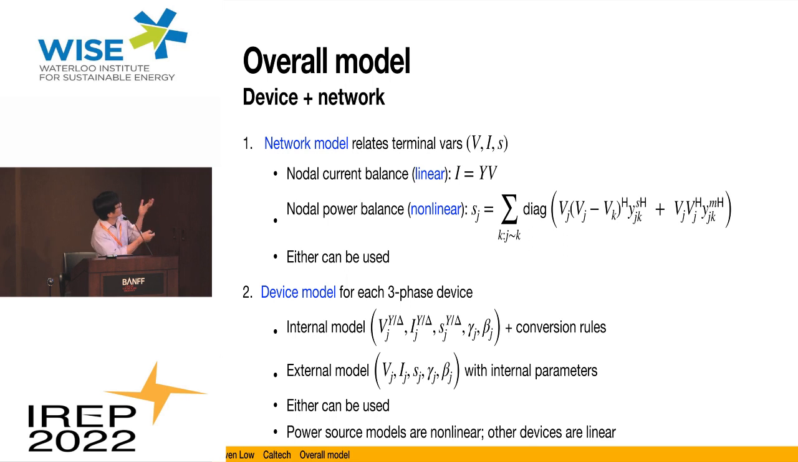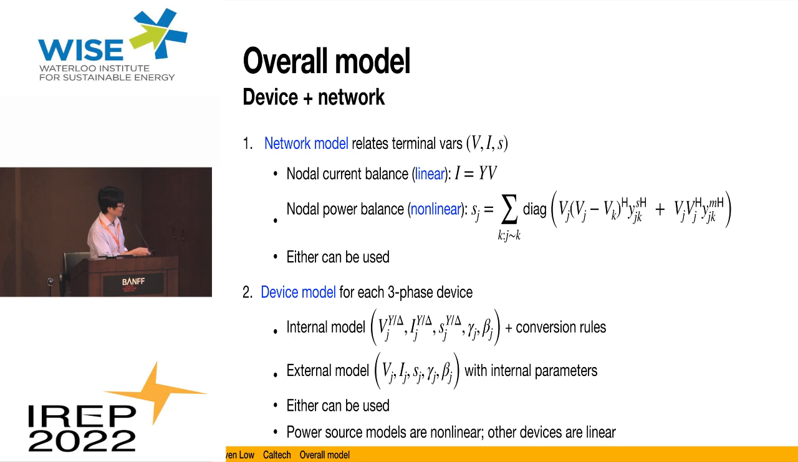So again, what do we do? Well, you have the device model. You can either use an external model, which involves only terminal variables, or the internal variables plus the conversion rule. That would be the equation you use in your optimization, for example. So if I need to optimize over internal variables, then I would do this. But you can use either, it just depends on your applications.